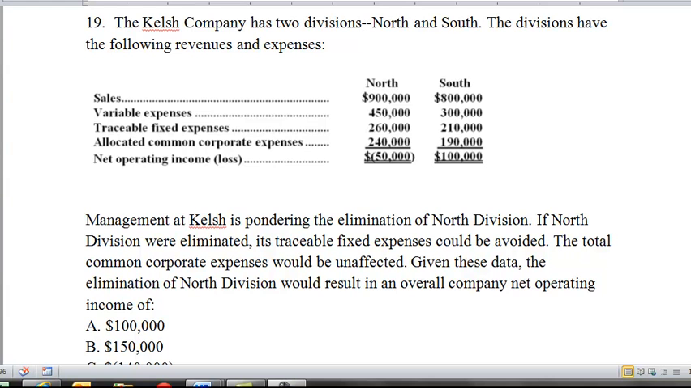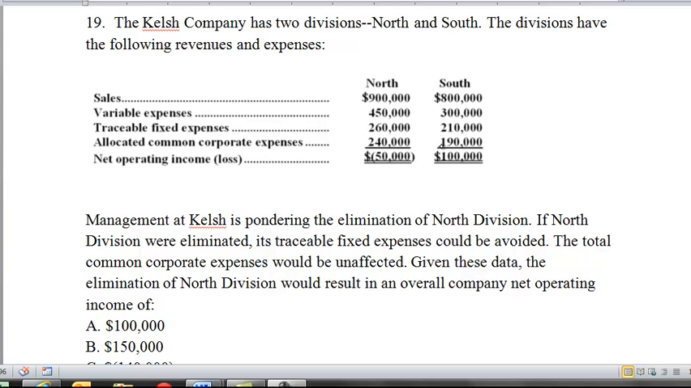This video will walk you through some typical calculation questions that you will see when doing business decisions from Chapter 12. The company has two divisions, North and South. The divisions have the following revenues and expenses. So you can see they outline the sales and the variable expenses, and because we have fixed costs, we want to know how much of the fixed cost is traceable to each of the products and how much is common.